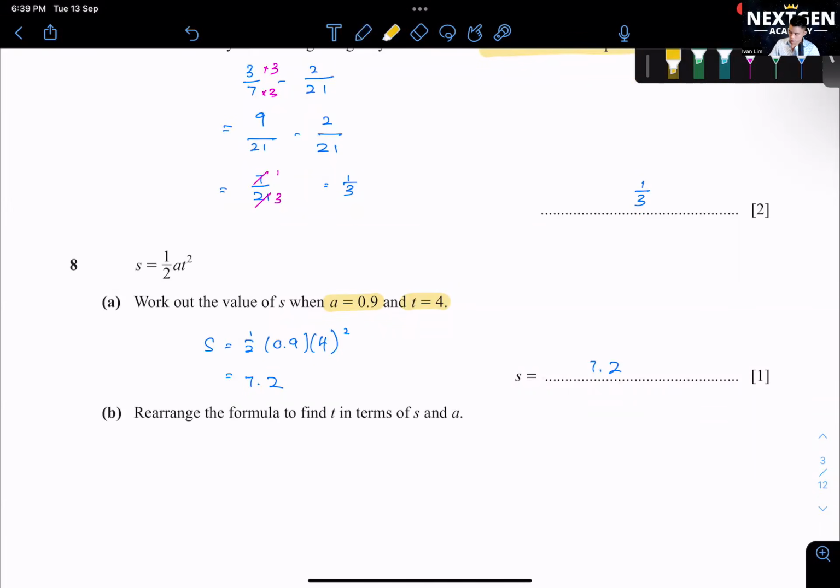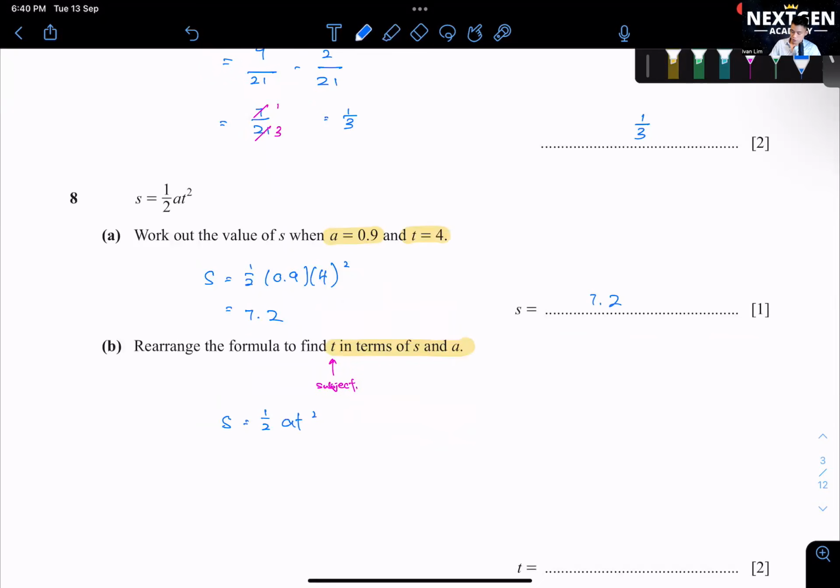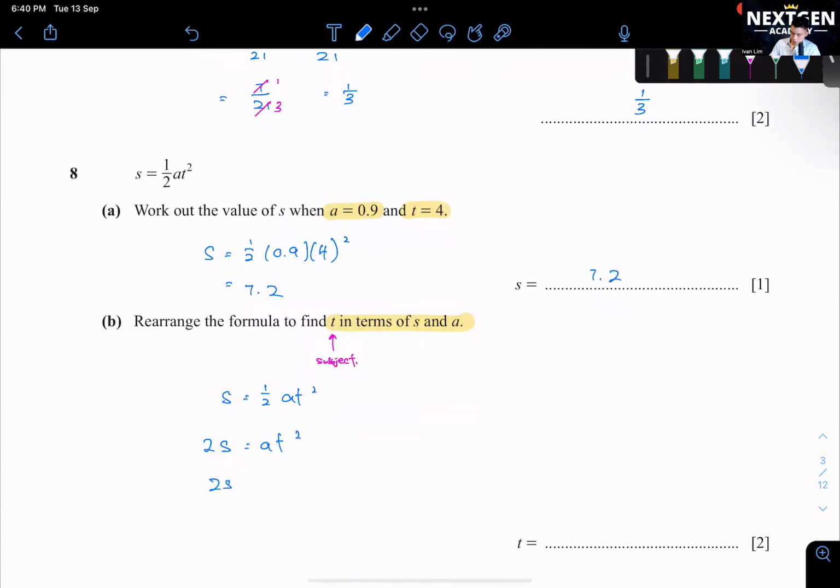Okay, next thing. Rearrange the formula to find T in terms of S and A. What does it mean? We want to make T the subject. So we need to rearrange the entire equation. S equals 1 over 2 at squared. So multiply the whole thing by 2 first. So 2s equals at squared. 2s over a equals t squared.